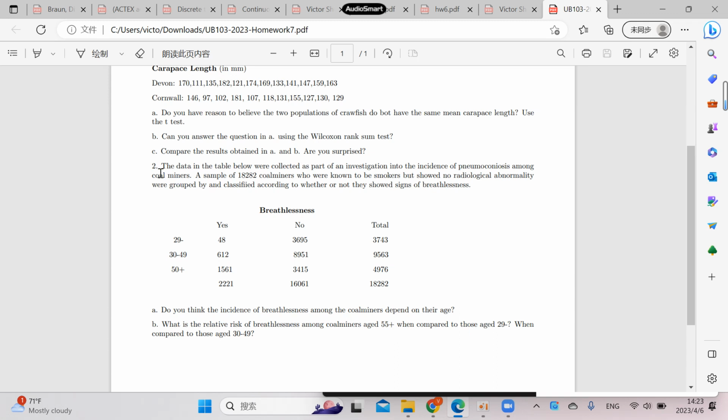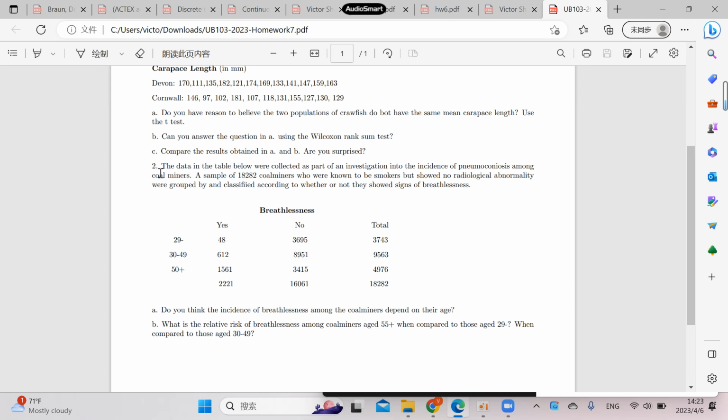And for part B, basically it asks you, right, like how much more likely for a person aged 55 is compared with a person aged 29 or less, right? You want to find the ratio of the relative likelihood of catching the illness.